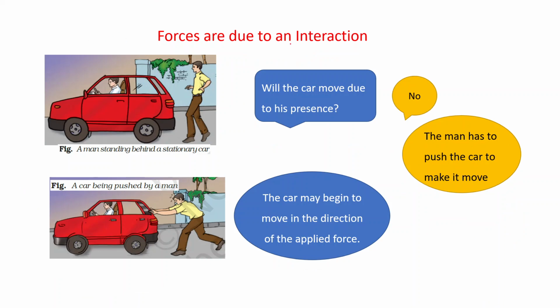Forces are due to an interaction. Now just again watch some situations. In this diagram, a man is standing behind a stationary car. Will the car move due to his presence? Definitely not. The man has to push the car to make it move, and when the man pushes, the car may begin to move in the direction of the applied force.